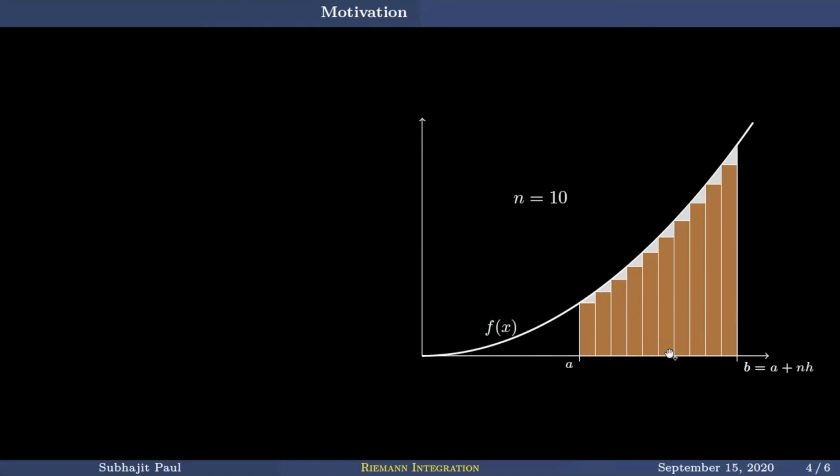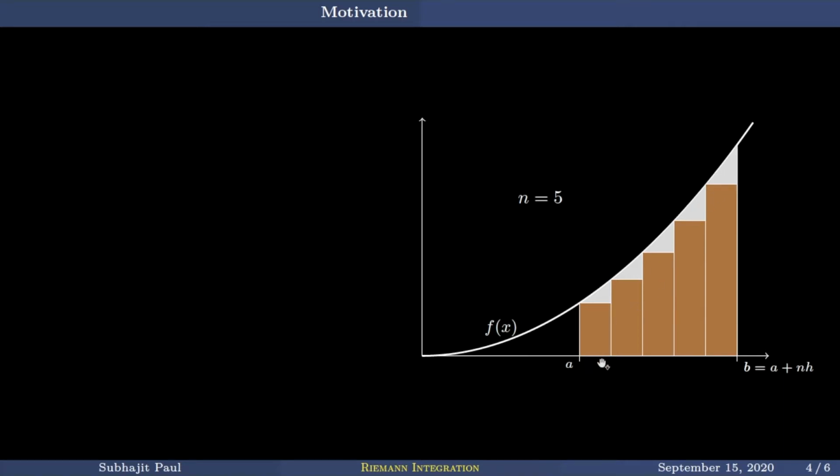Let's go back to n equal to 5 once again. So the area will be the area of this rectangle plus this one plus this one plus this one plus this one. So this is our approximated area. I'm not talking about the entire area right now. What is the area of this rectangle?